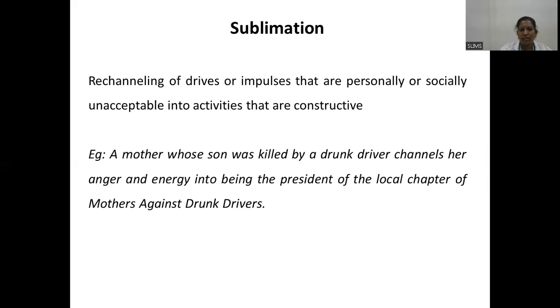Sublimation: rechanneling of drives or impulses that are personally or socially unacceptable into activities that are constructive. Example: a mother whose son was killed by a drunk driver channels her anger and energy into being the president of the local chapter of Mothers Against Drunk Driving.